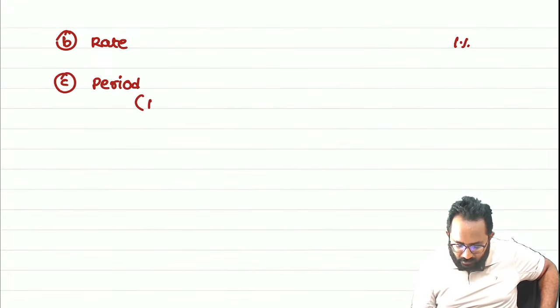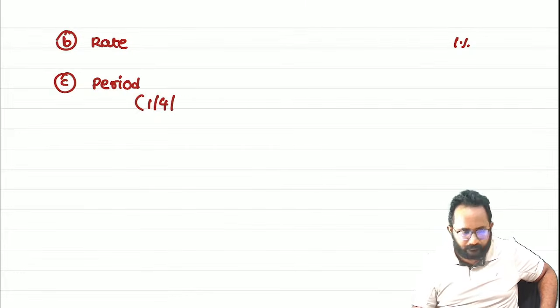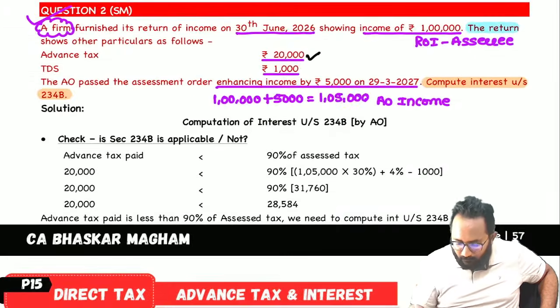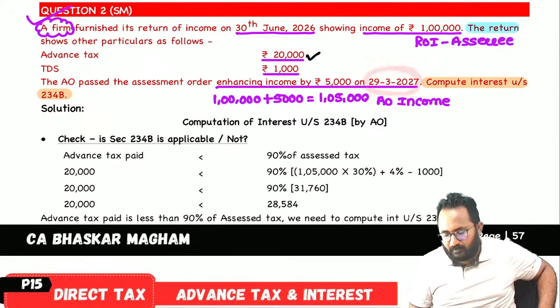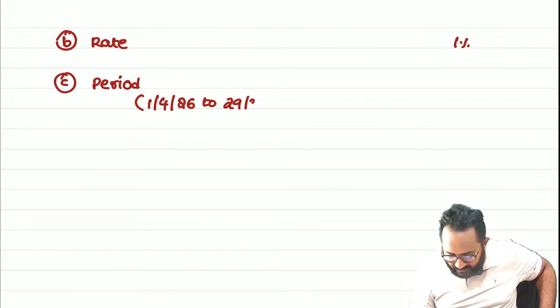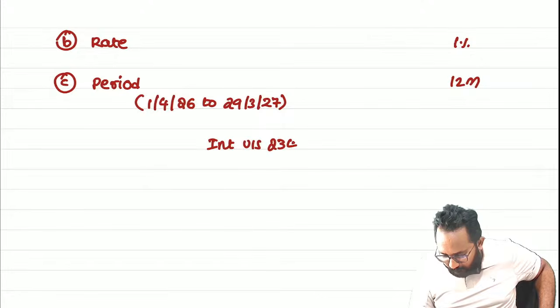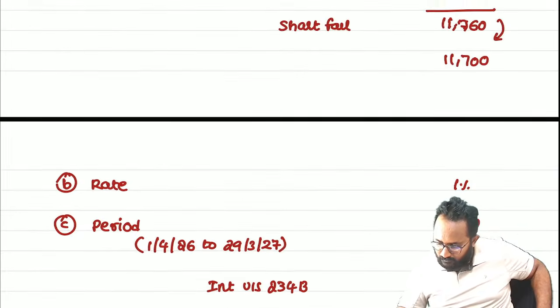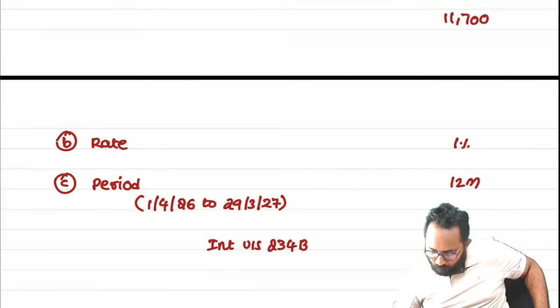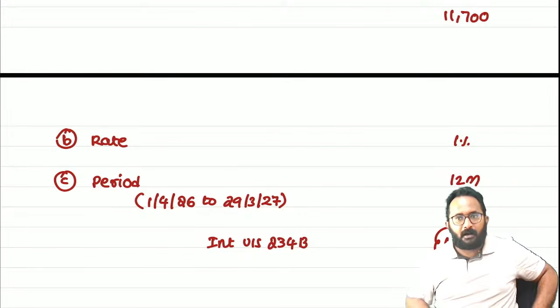AO. First day of the assessment year, 2026 only. Yes. To that assessment completion. Can you tell me assessment completed on which date? 29th March 2027. How many months? 12 months. So now interest under section 234B is how much? 1404. Understood? Ma, all of you.